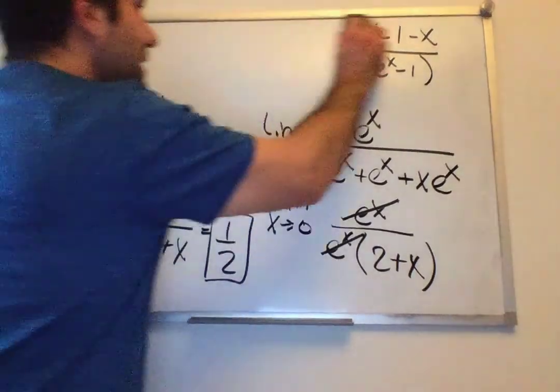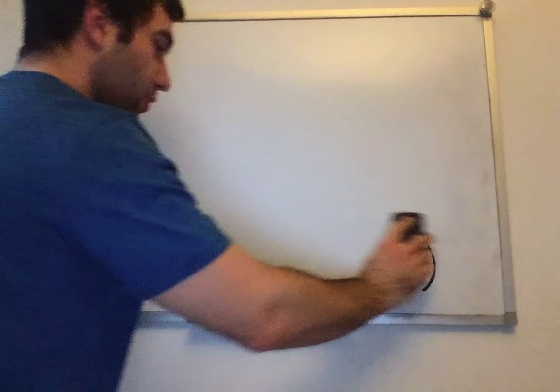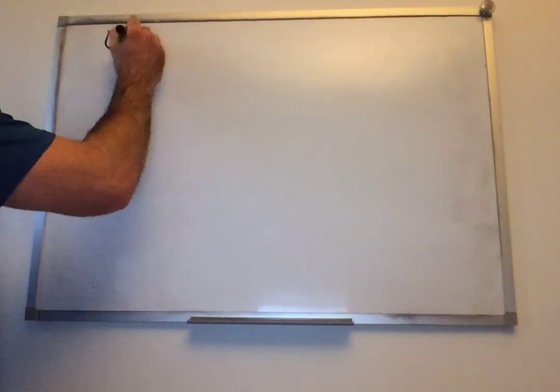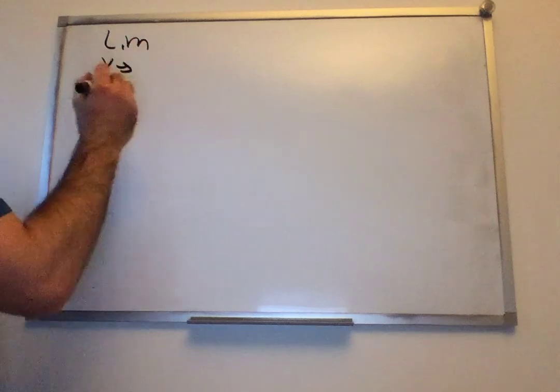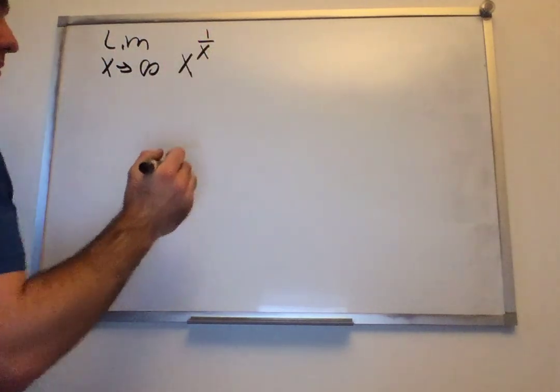So that was indeterminate differences. Then we got one more to go through: indeterminate powers. I mentioned to you guys that this course was algebra intensive. Here's where you need to use your algebra to rewrite these expressions. So, limit as x goes to infinity of x to the 1 over x.